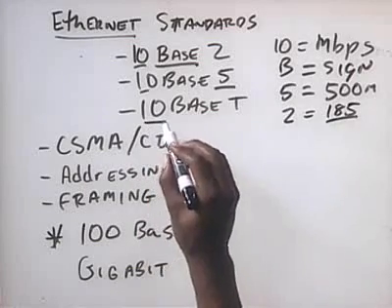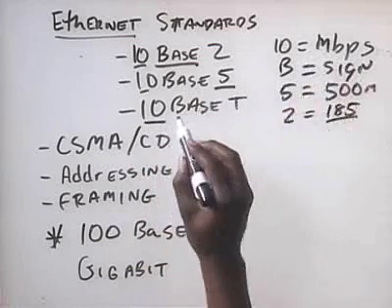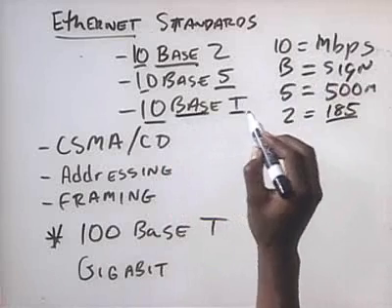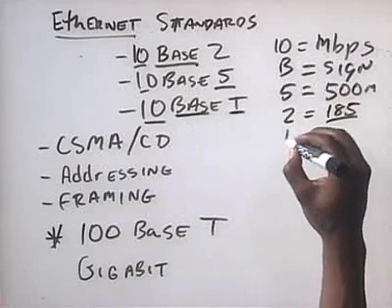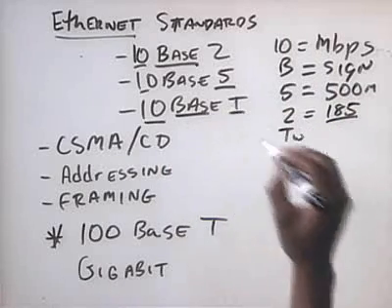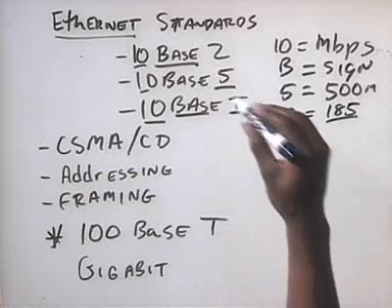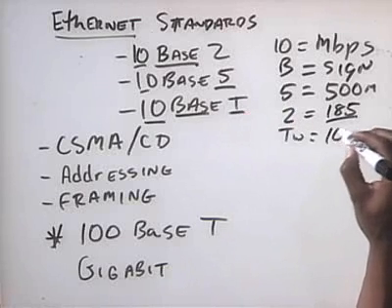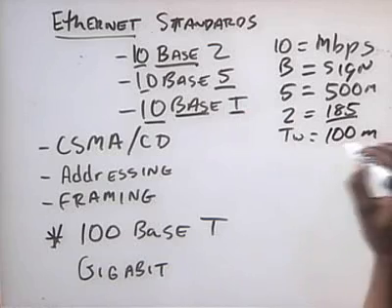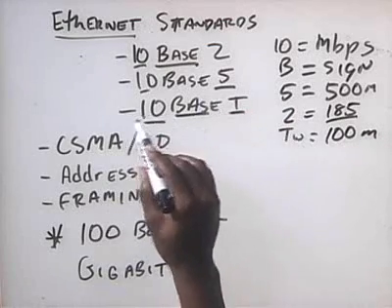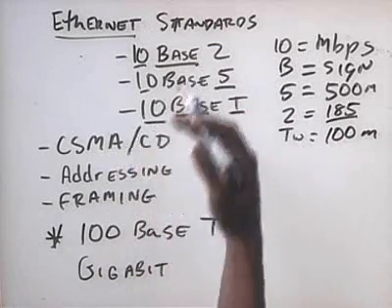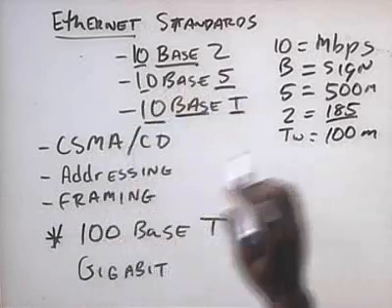10-base-T, 10, once again, still the same megabits per second, base for signaling, T for twisted pair. Twisted pair cable also has an attenuation. It would be 100 meters, whether it's the 10-base-T or 100-base-T, and we'll talk about those here in just a moment.